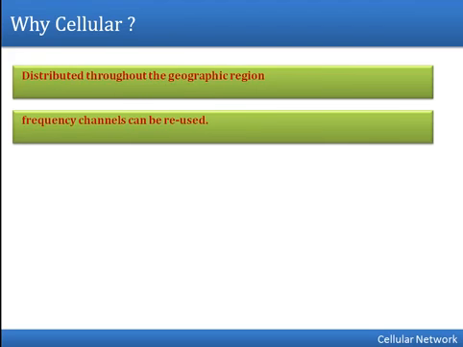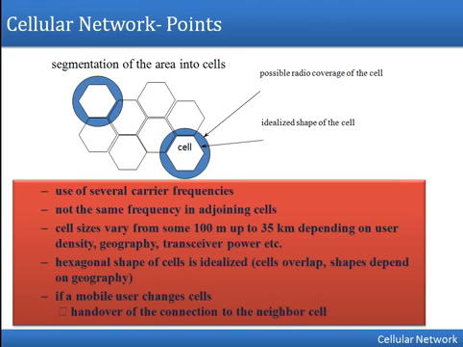Channels can be reused. This is a very big advantage, and this is distributed throughout the geographic region. There is no single transmitter handling the entire traffic. There are multiple base stations, so there is no central control. Like if we see this point, use of several carrier frequencies, not the same frequency in an adjoining cell. So if a frequency is used here, that same frequency we can reuse in another cell far enough so that there won't be any interference, but it should not be used in an adjacent cell.